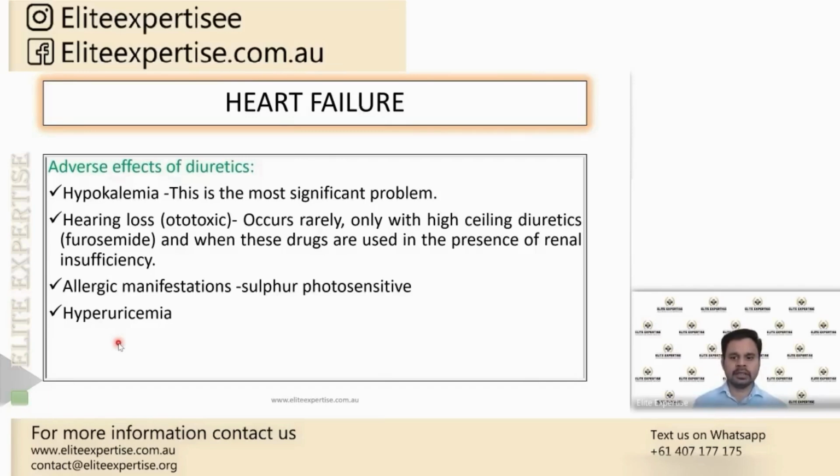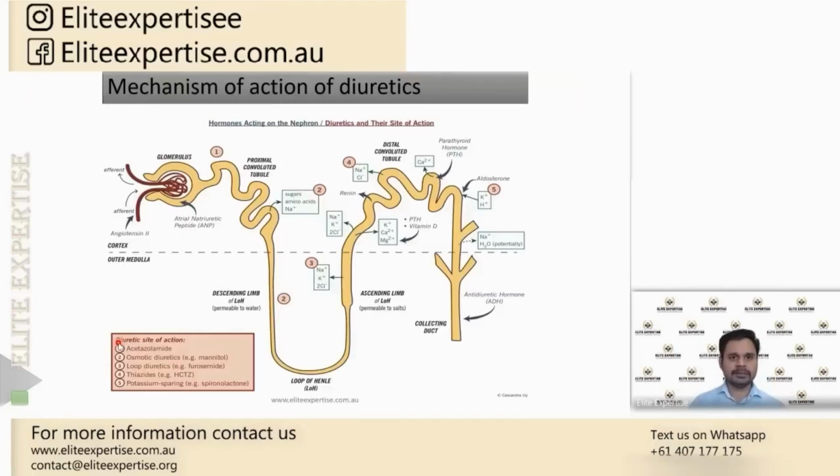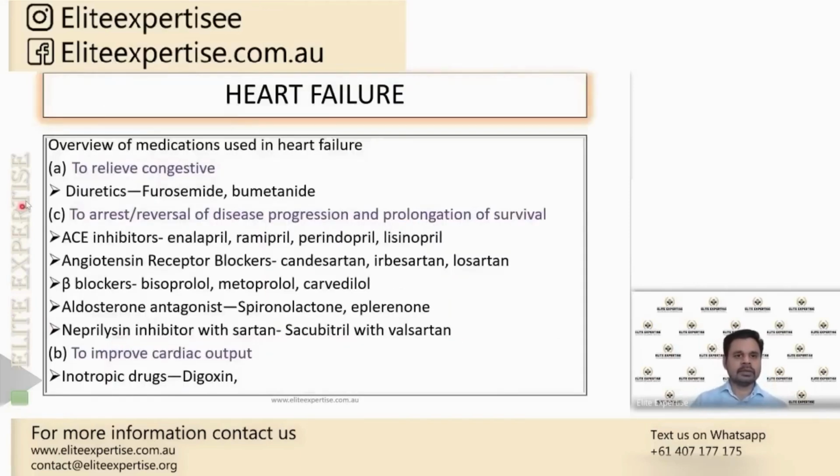Then the next class of drugs are ACE inhibitors. So far, what we have done is, I'm going back to the previous slide. This is the slide which represents all the classes of drugs which can be used for the management of heart failure. The first class of drugs is the drugs which give relief from congestion. The best example are the diuretics. So we have covered diuretics.